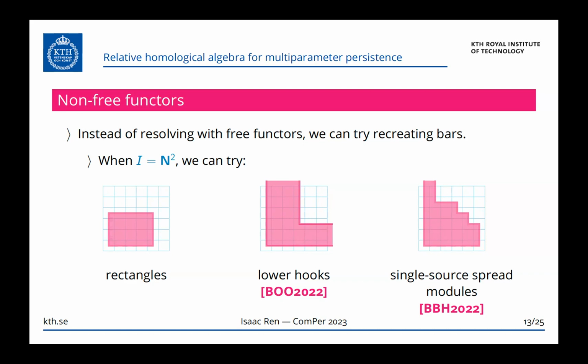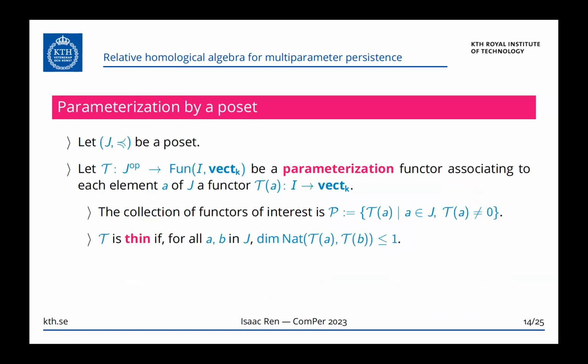So we won't be able to do relative homological algebra, or homological algebra relative to just any set of simple functors. So we want to control these in a certain way. And to do this, we introduce another poset, J, and we will parameterize the collection of functors of interest by J. And we do this by another functor which we call T, or a parametrization functor, which to every element of J associates a functor indexed by I.